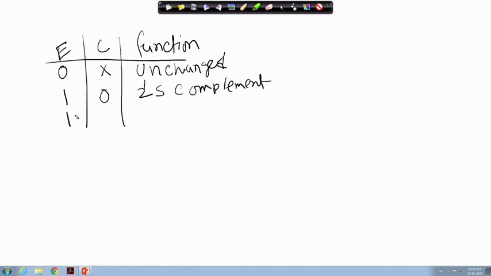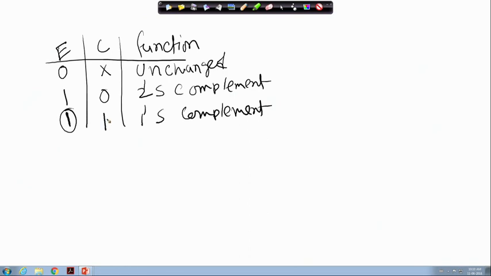When E is 1 and C is 1, I will get the 1's complement. I think in the earlier class it was mentioned as 0, but it is not 0, it is 1. So when both E and C are 1, it will give me the 1's complement, and the circuit will remain the same. Now, I will explain how it works.